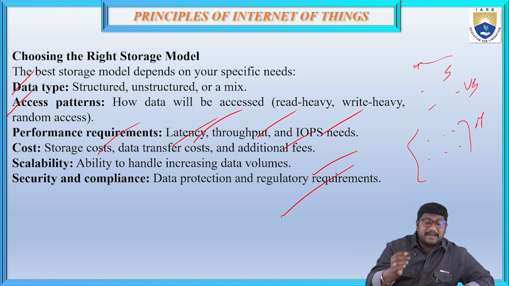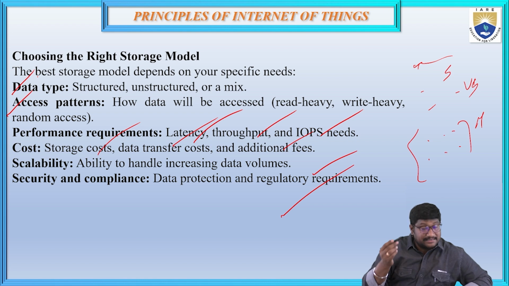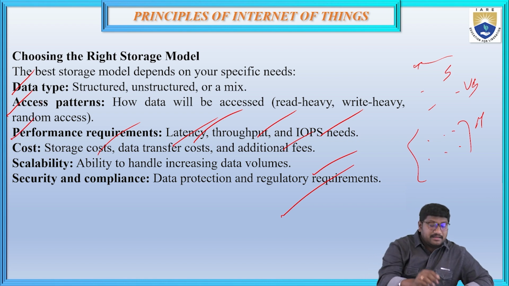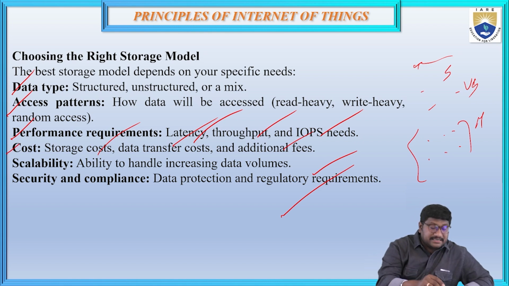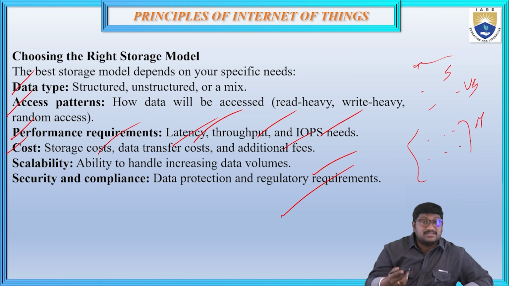And coming to access pattern, it is going to be accessed read heavy, write heavy, or random access. Next one, performance requirements. What kind of latency is there? What kind of throughput is going to be generated? And what are the input and output operations per second requirements? And along with that, cost: storage cost, data transfer cost, or any additional features like GST, which I specified previously also. Based on these things only, we are going to select a proper cloud storage model.